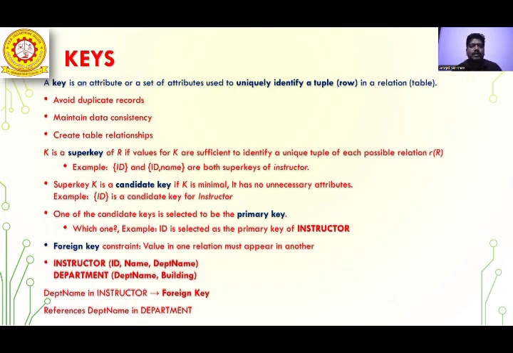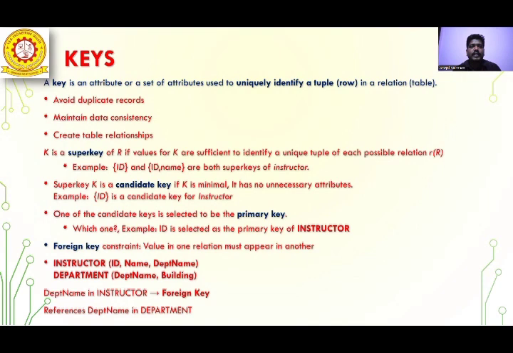Different types of keys are available. In that, the first one is the super key. A super key is a set of one or more attributes that can uniquely identify a record. For example, in the student or instructor table, ID and ID comma name are super keys. So it may contain extra attributes, that is ID comma name.